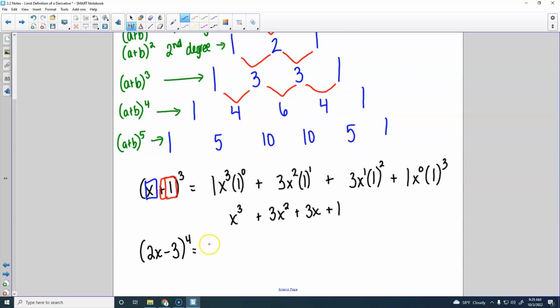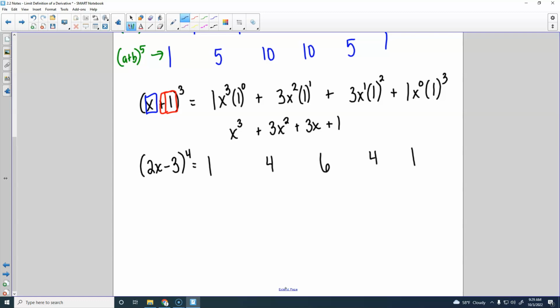So I would have my coefficients are 1, 4, 6, 4, 1. I'm using that line for the fourth degree. It's the fifth line on your triangle. Alright, so this time I don't have just an x, I've got a 2x. So I have to do 2x to the fourth, 2x to the third, 2x squared, 2x to the first, and then 2x to the 0, but that's really just 1, so if you want to leave it off, that's fine.